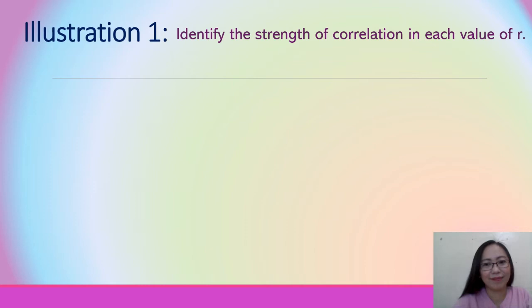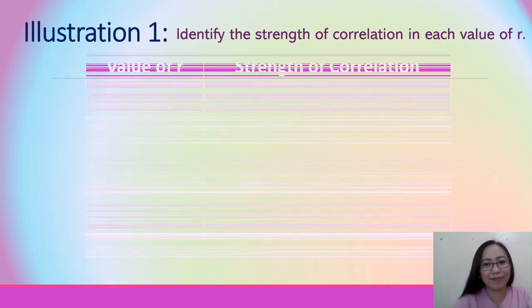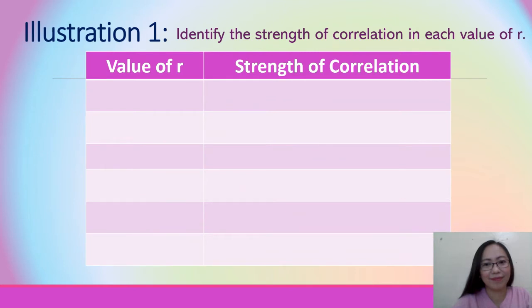Now let us consider this illustration. Identify the strength of correlation in each value of r. So we are given a value for r and we are going to identify the strength of correlation. Let's look at the first value. We have r equals -1. So recalling our correlation scale, -1 represents a perfect negative correlation.